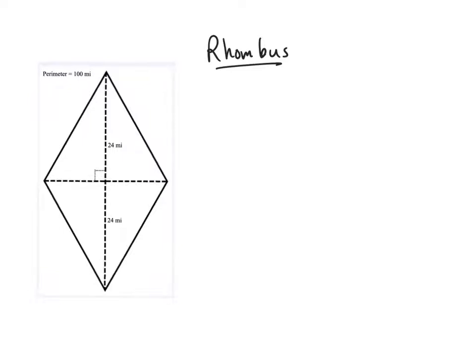Remember, a rhombus is a quadrilateral with 4 equal sides. In this case, the perimeter is 100, and 100 divided by 4, the 4 equal sides, means that each one is 25.